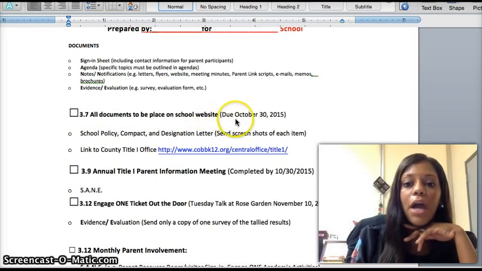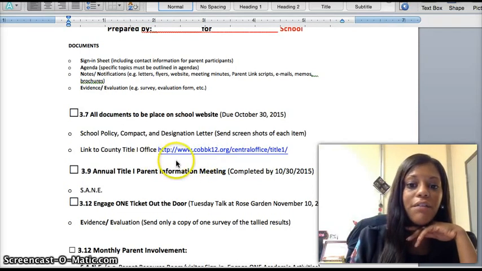You must have all of your documents placed on your school website by October 30th. This includes your school policy, compact, and designation letter. You will need to take a screenshot of each one of those items and send it to our office. In addition, this year, we noticed that many of you did not have the Cobb County Title I office link on your pages. Please ensure that you use this link, which is /central office /Title I, in order for all of your parents to be able to easily be directed to the Title I website. We will need a screenshot of that also.